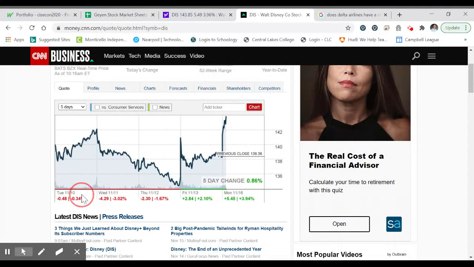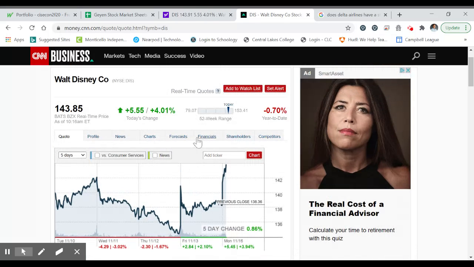So far, Monday and Friday, it's starting to make a little comeback here. To go along with that, I can go to forecasts here in the middle of the page. Okay, so here's what they're analyzing. Here's your high. There's the median. Here's the low, what they're expecting. Here's what it's at right now.